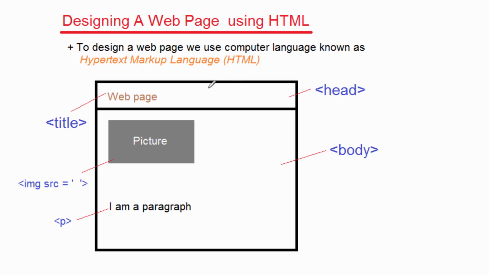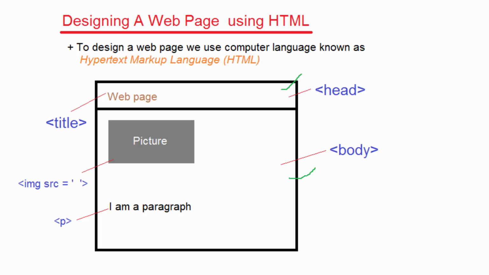Basically, a web page has two main parts. We have what we call the head, this part. Then the part which contains a lot of information, we call it body. To create a web page, we are using a computer language known as Hypertext Markup Language. This language is only understood by the computer. It is not a human language for communication. It is simply a computer language, and it is made up of codes.